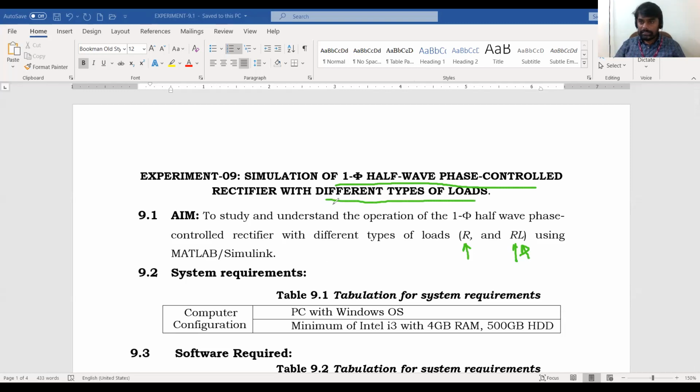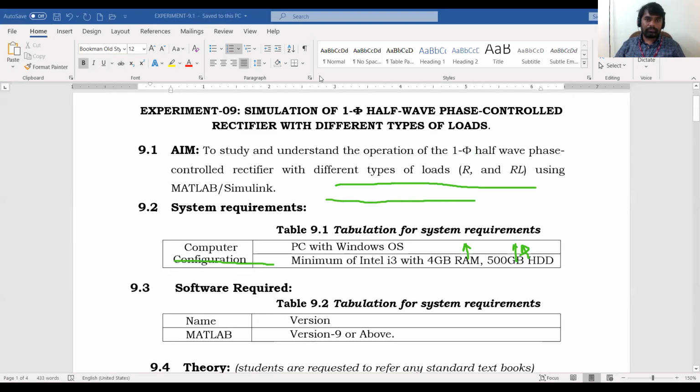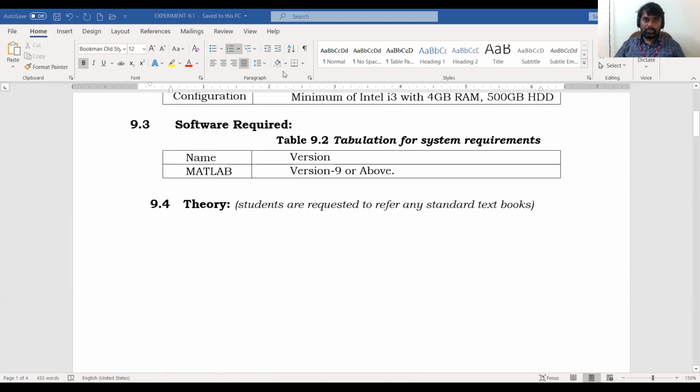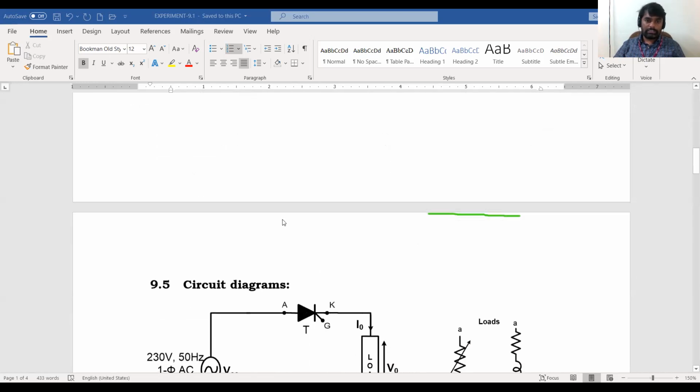Now, in order to simulate this single phase half wave rectifier, we are using MATLAB Simulink. Right. Now, in order to simulate on your PC, these are the system configurations you can see here. Then, in order to have some more idea about the single phase half wave rectifier, please refer to any standard textbook like Ned Mohan, M.H. Rashid, Power Electronics by M.D. Singh. So please go through those textbooks so that you will have some idea.